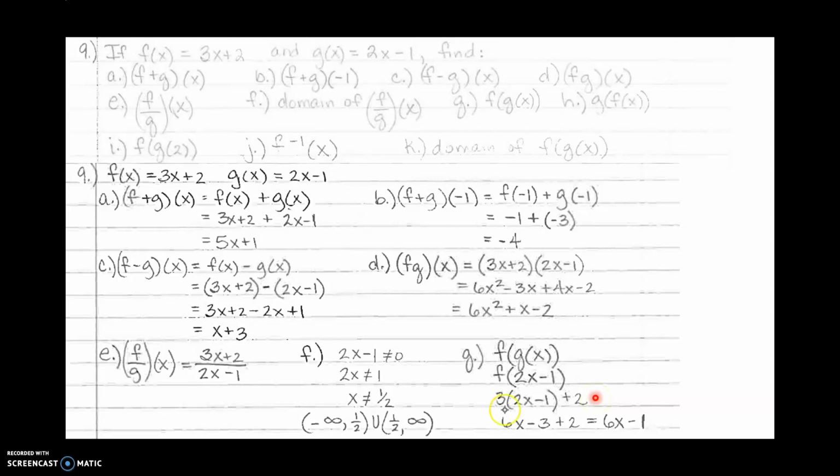All right, then simplify that. So we'll distribute. 3 times 2x is 6x. 3 times negative 1 is negative 3, plus 2. The negative 3 and 2 would give us negative 1. So 6x minus 1.